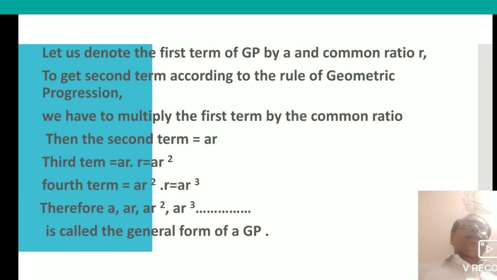This list is called the general form of a GP. Once again, here a, ar, ar square, ar cube, and so on is called the general form of a GP. That means we have to get the list of successive terms. We have to multiply a fixed number to the previous number.